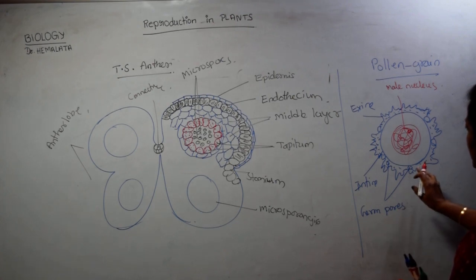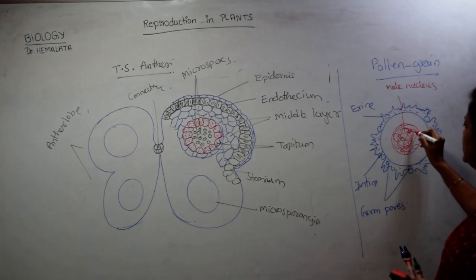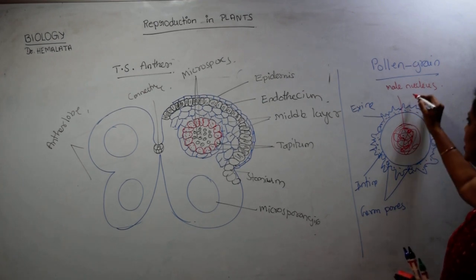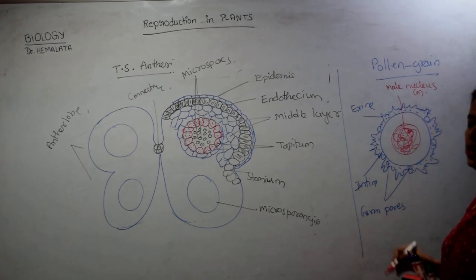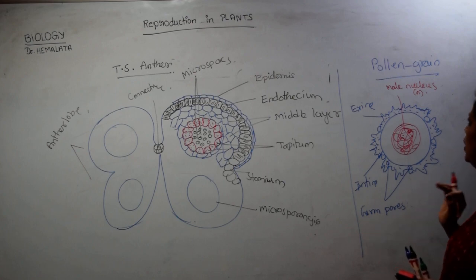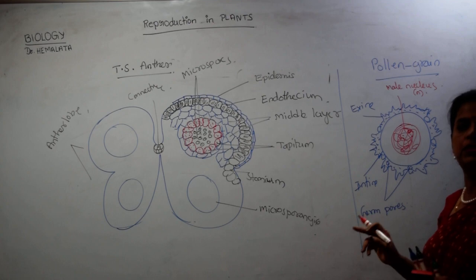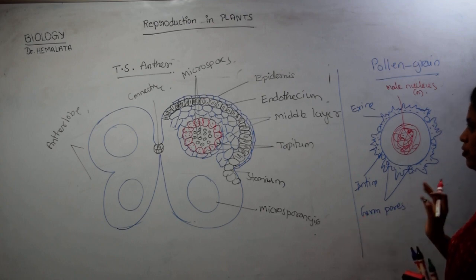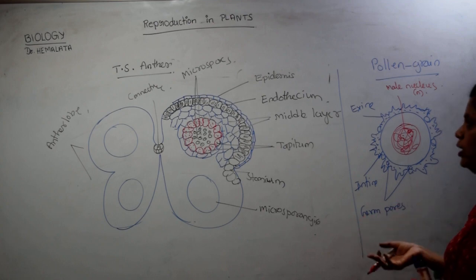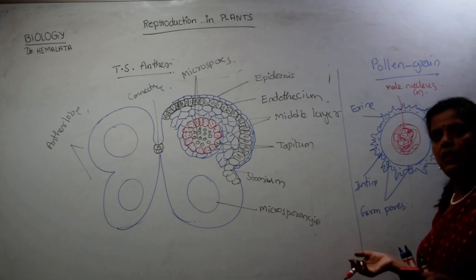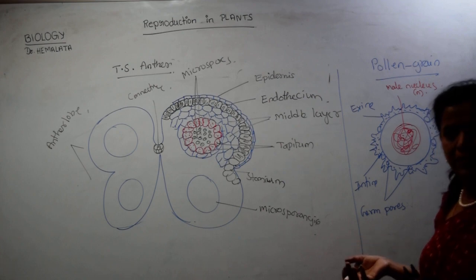But this pollen grain will not be released at this stage. This is having a single nucleus, in haploid condition. During germination, I will explain how it is when it is released. Okay, so draw both the diagrams, the structure of pollen grain, they may be asking you, or the structure of TS of the anther. Draw for a while and then you continue with the next one. Okay, we will start with the female structure.